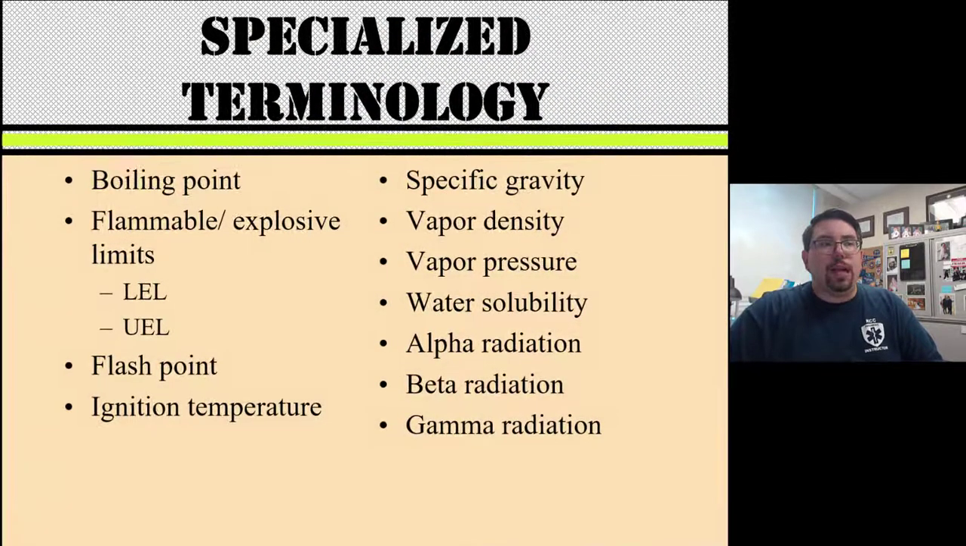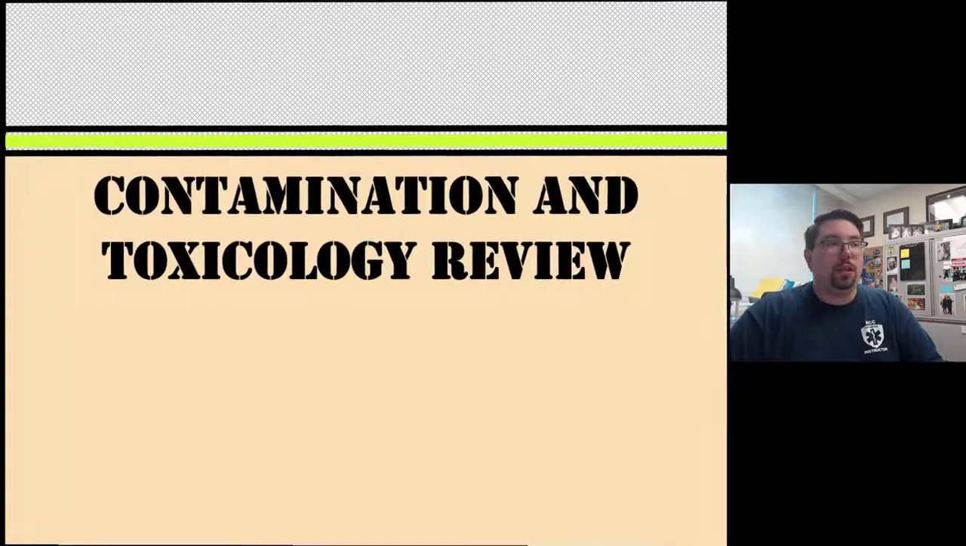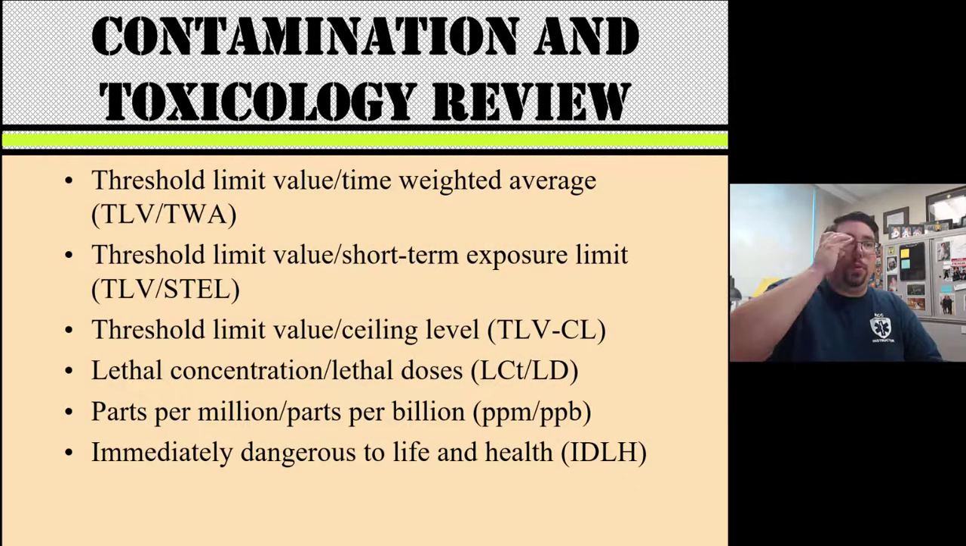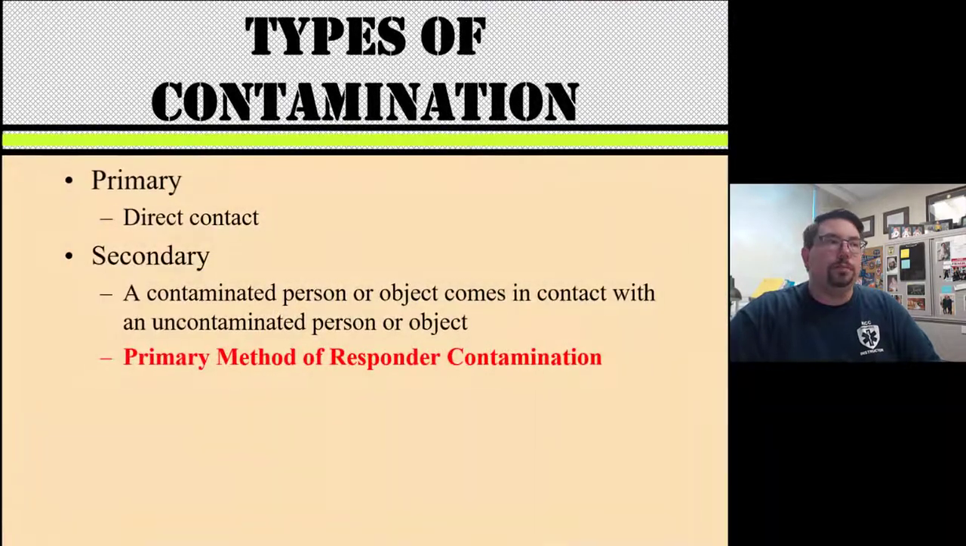Now, there is some specialized terminology that you'll need to be familiar with. These include boiling point, flammable explosives, flash points, ignition temperature, specific gravity, vapor density, vapor pressure, water solubility, alpha radiation, beta radiation, and gamma radiation. You'll be able to reference those through your textbook as well. We know that with contamination and toxicology review, the threshold limit value and time weighted average is one of the other terms you need to be familiar with. There are a number of other components and threshold limits that we need to make sure that you're familiar with.